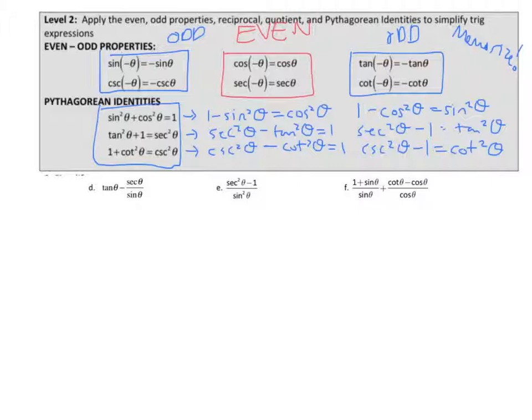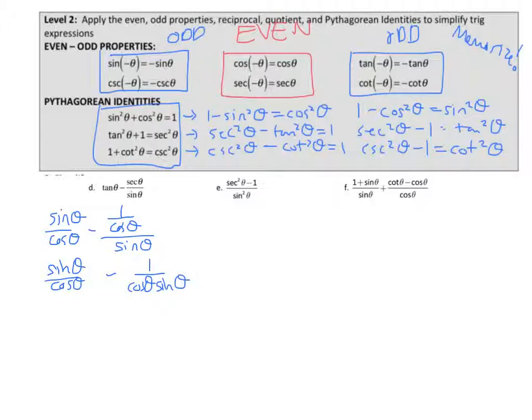In this next example, we would first write tangent theta as sine theta over cosine theta. And secant theta is 1 over cosine theta divided by sine theta. I can rewrite that second fraction. It would be 1 over cosine theta sine theta.